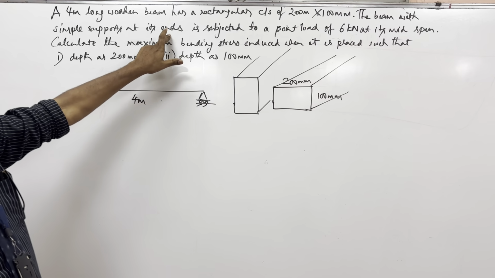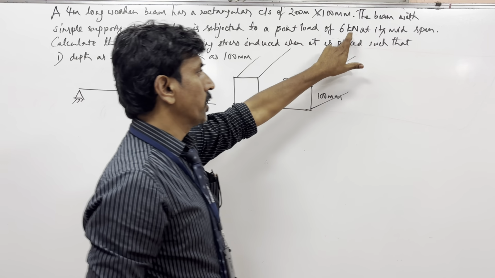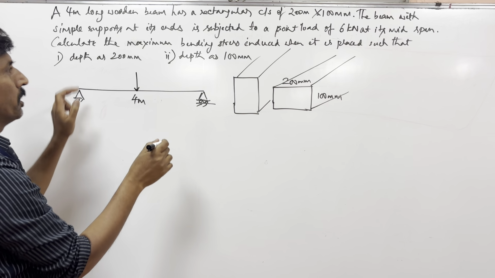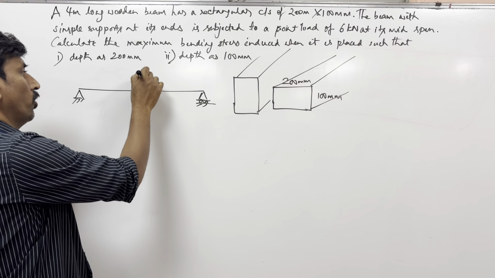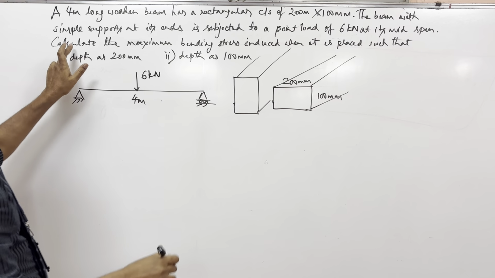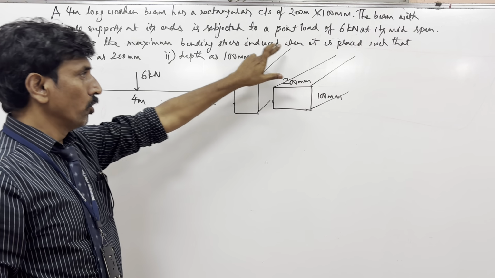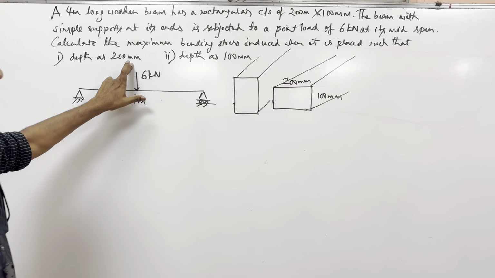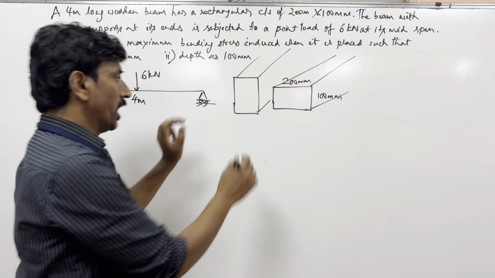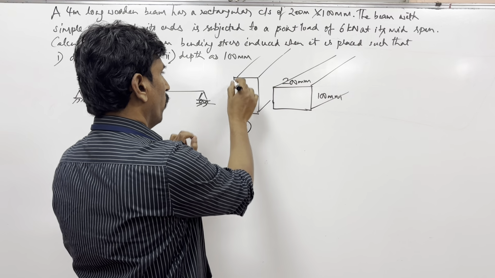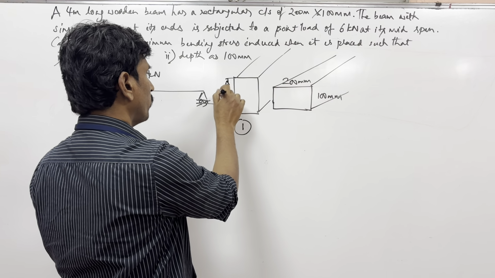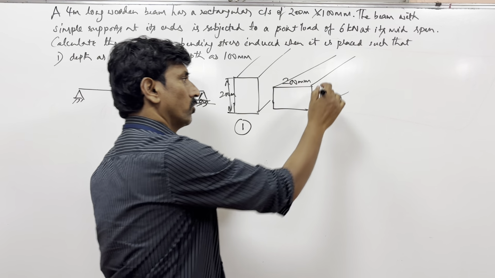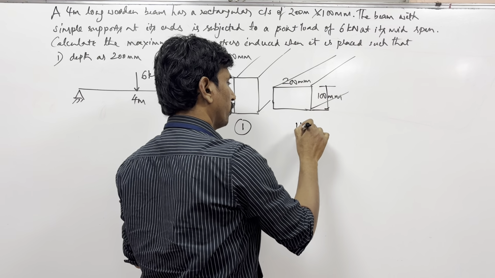It is subjected to a point load of 6 kilonewton at its mid span. So that means 6 kilonewton is applied here. Calculate the maximum bending stress induced when it is placed such that the depth is 200 mm. So that becomes the first case, when the depth is 200 mm, and then when the depth is 100 mm, this becomes the second case.